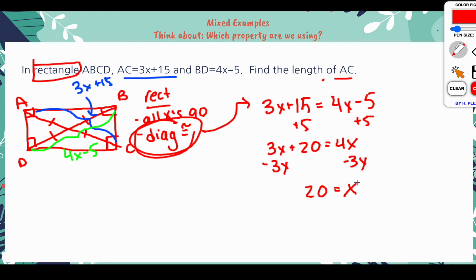But do not circle your answer here. We want the length of AC, right? So to find AC, AC is equal to 3x plus 15. And we got to substitute that value in. 3 times 20 plus 15. So that's going to give us that AC equals 75.